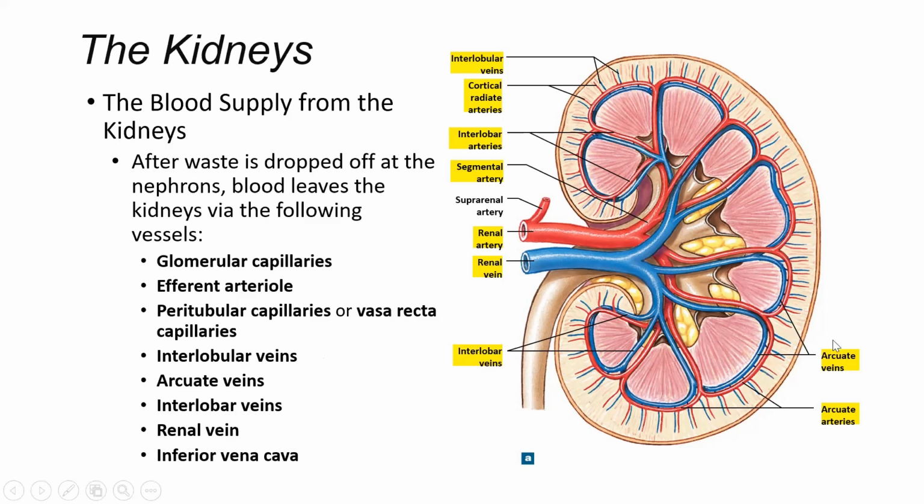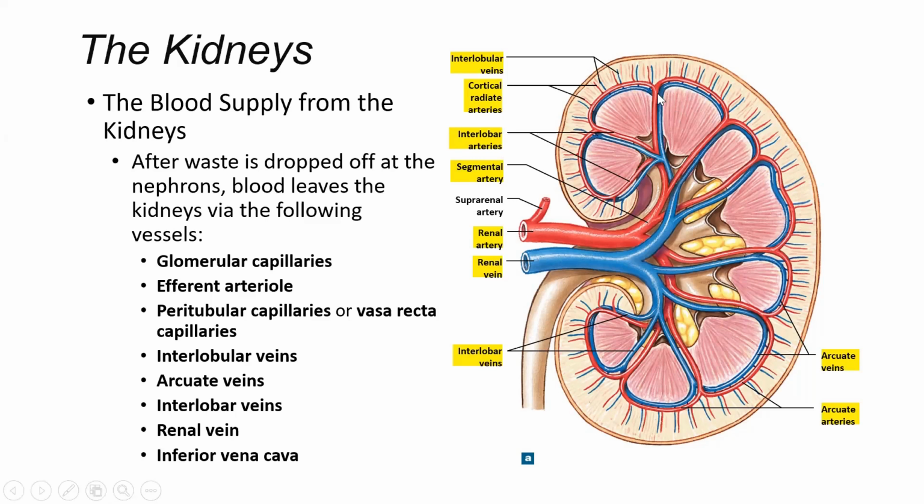The interlobular veins, which are the veins that are very distal out here. So these are synonymous with the cortical radiate arteries. So there are no interlobular arteries. Instead, there are cortical radiate arteries, which are synonymous with the interlobular veins, the very tiniest vessels in the cortex here. That will then communicate to the arcuate veins, so the veins that wrap around the base of the renal pyramids. Again, this is a synonymous structure with the arcuate arteries.